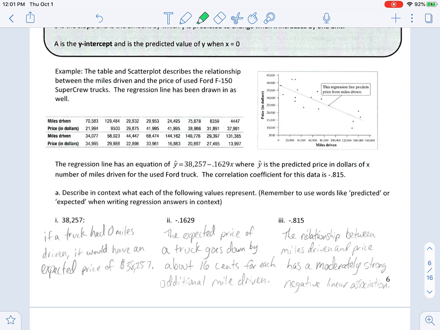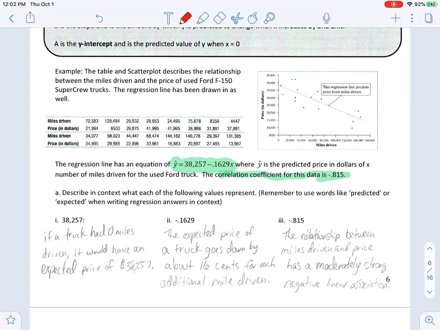And something you should know by now from watching the video is how to get this equation. You don't have to do this right now, but you should be able to get that using your calculator. And you have y hat equals 38,257 minus 0.1629x. And then you're also told the correlation coefficient, r, is negative 0.815. Remember, negative makes sense because of the slope being negative, negative association, all those things. And pretty strong. 0.81 is fairly close to 1. Again, it's not perfectly linear, but it is a fairly strong association in the negative direction.